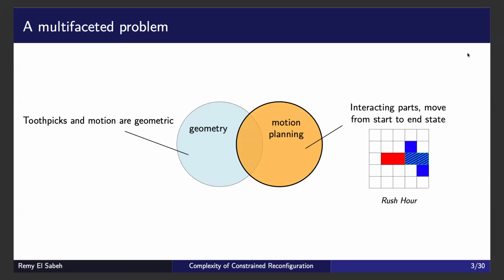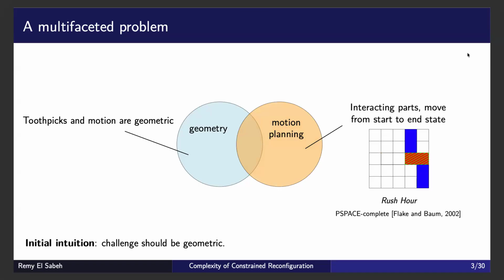I thought it would be a good idea to include the rush hour problem, which you may be familiar with. In rush hour, the goal is to get this red rectangle into the shaded area by moving around the blue rectangle. One way of achieving this would be doing something along these lines. Rush hour, among many other puzzle-like problems, has been extensively studied, maybe around 20 years ago. By comparing toothpicks to rush hour, it might seem that what we should be focusing on is the geometry that's at the root of this problem.